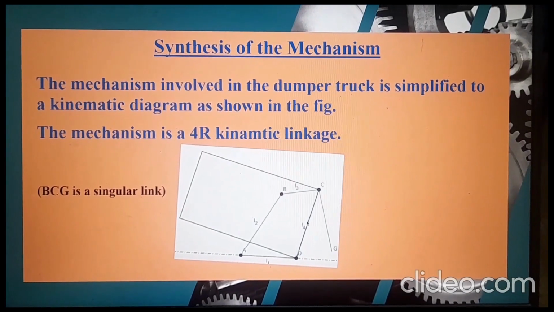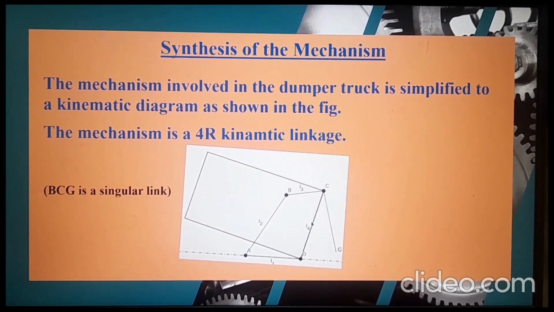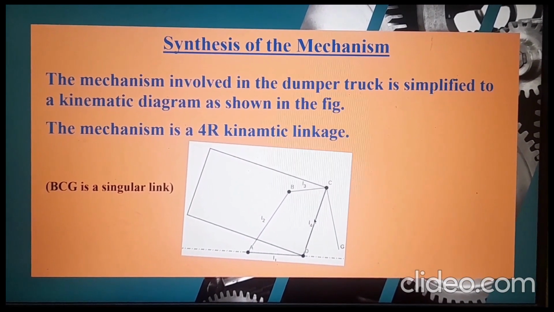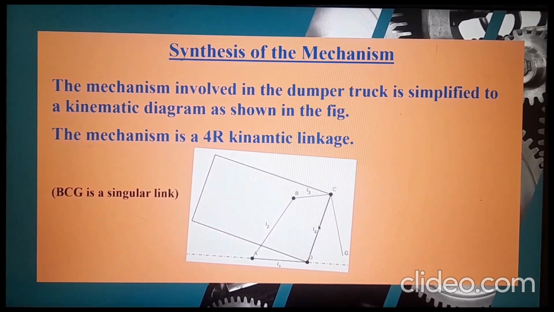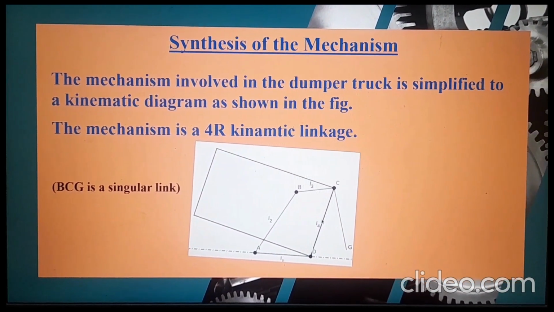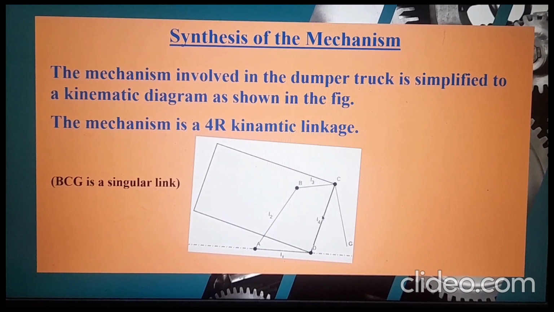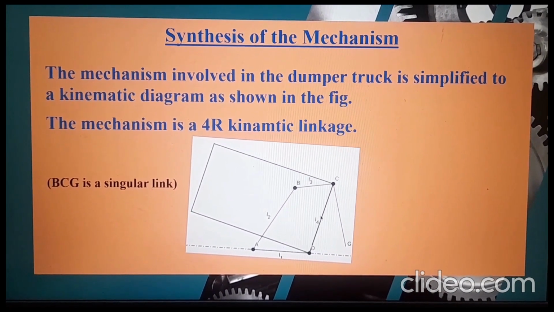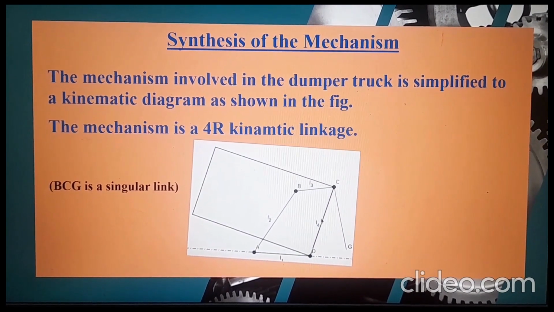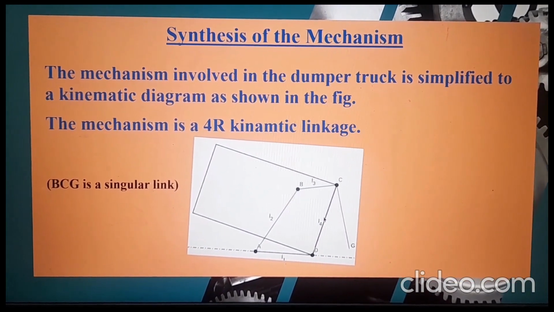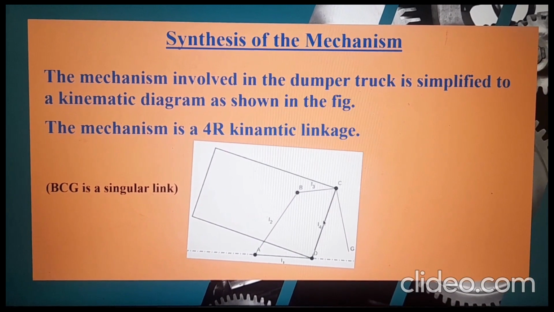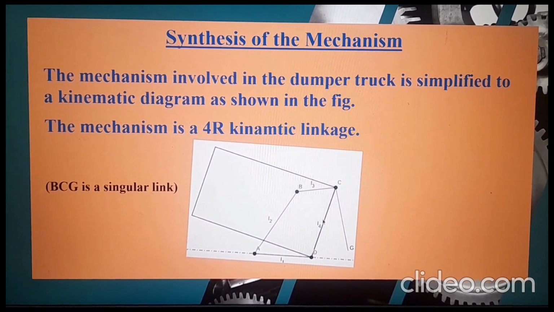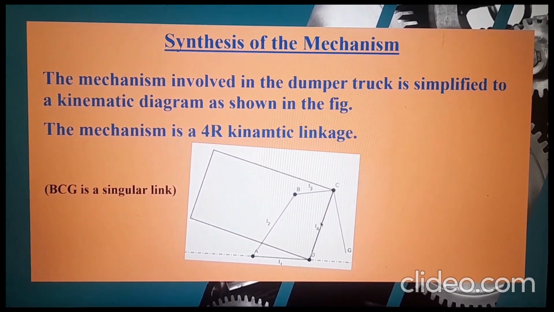Firstly, we've done the synthesis of the mechanism. The figure shown over here is a simplified kinematic diagram of the dumper truck mechanism, and it is basically a 4R kinematic linkage. As you can see in the figure, there are 4 links: L1, which is AE, link AB, L2, link BC, L3, and CD, which is L4. So this L1, L2, L3, L4 form the 4R kinematic linkage, and just note that the BCG link over here is a singular link.